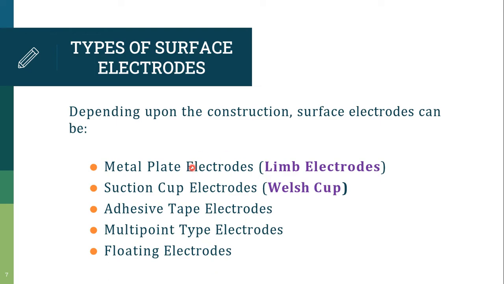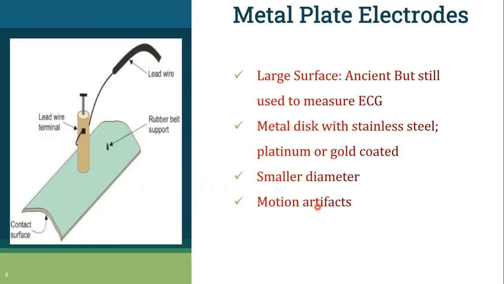Metal plate electrodes could also be called limb electrodes. Suction cup electrodes could also be called Welch cup electrodes. So let's now discuss each type in detail. First is metal plate electrodes.